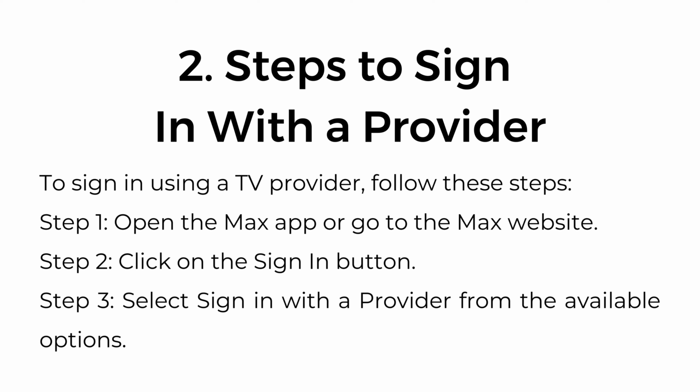2. Steps to sign in with a provider. To sign in using a TV provider, follow these steps. Step 1. Open the Max app or go to the Max website. Step 2. Click on the Sign In button. Step 3. Select Sign In with the provider from the available options.